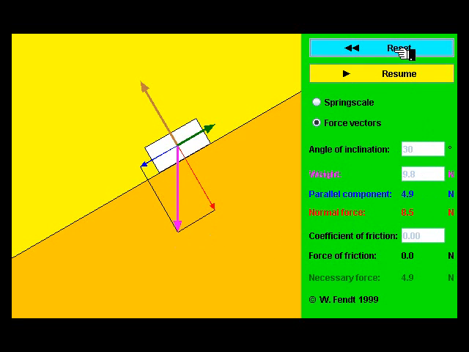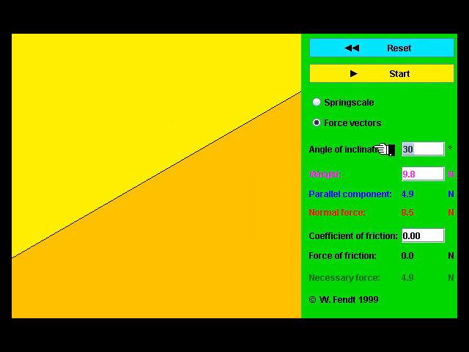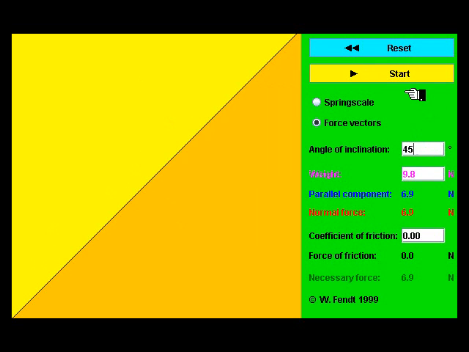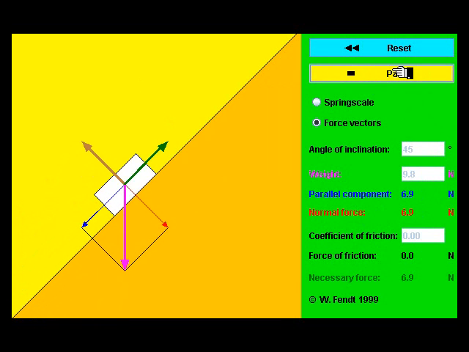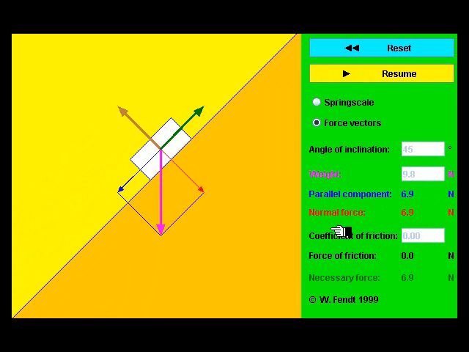The normal force is bigger, but that's because there's more of a push into the block than there is down the block. As we increase the angle to, let's say, 45 degrees, you'll notice that at 45 degrees the two components, that is the parallel component and the normal force, are equal. That is, the force pushing down on the block is the perpendicular force, and that's equal to the normal force. The parallel component of force is also equal to 6.9 newtons. The reason that they're equal is because the sine of 45 is the same as the cosine of 45.